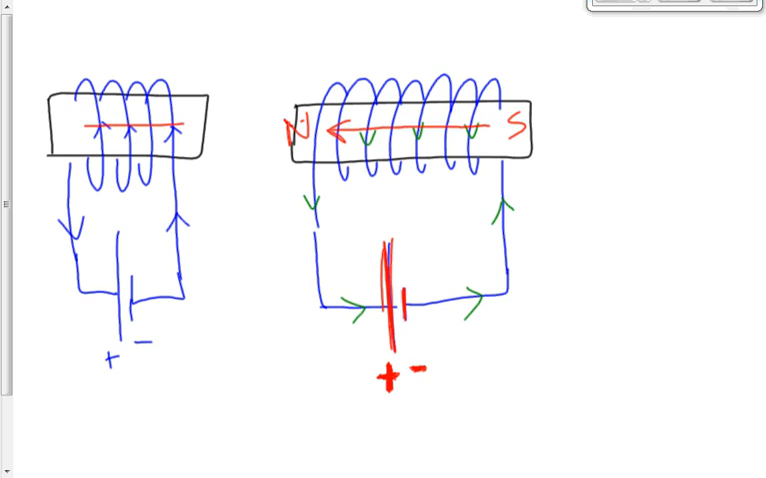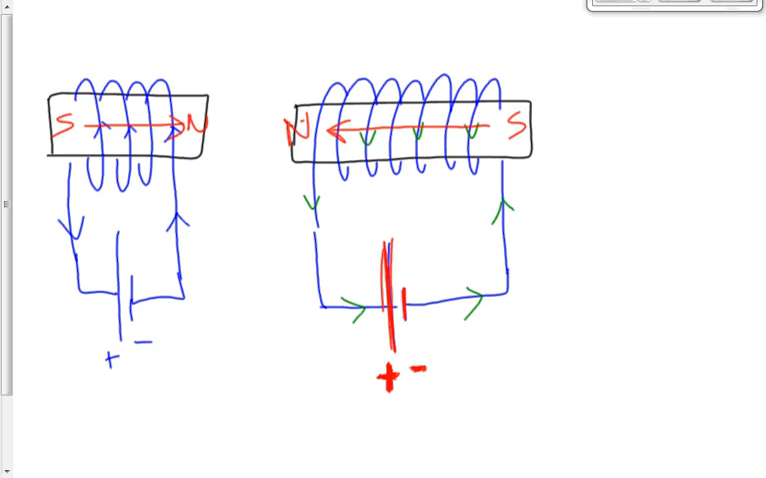Wait a second. How is it possible for a counterclockwise current to produce two opposite magnetic fields there? What's different about these two problems? Yeah, Nathan? Yeah, the way the coil is set up.